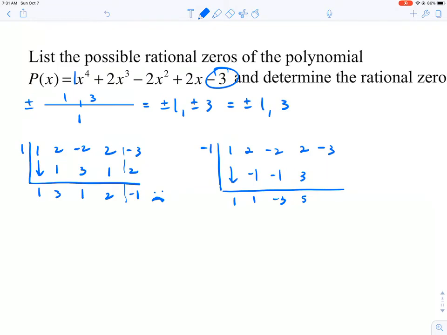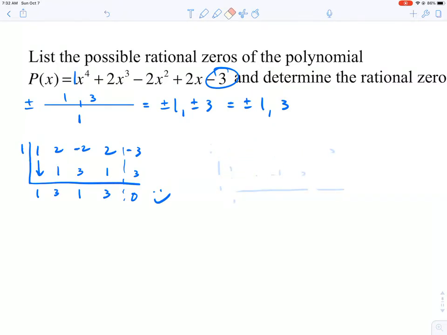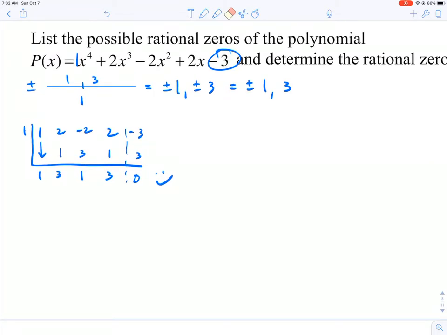I feel like something's going wrong. Did I do something wrong over here? 1, 2, -2, 2, -3. Let's try 1 again. So I thought that should have worked. Yep. Oops. Okay. So 1 was actually a 0. I just made an arithmetic error.